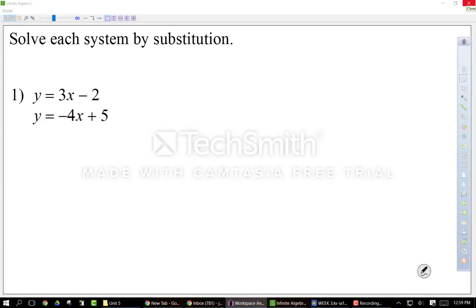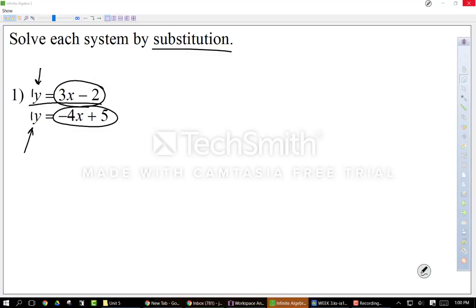Substitution is what it sounds like. What are we going to substitute? If we look at this first equation, we see that y is equal to all of that. If we look at the second equation, we see y is equal to all of that. Because y in both equations is the same value, we don't know what the actual value is, we just know they're the same because they're both y's. And remember, we have a 1 in front.